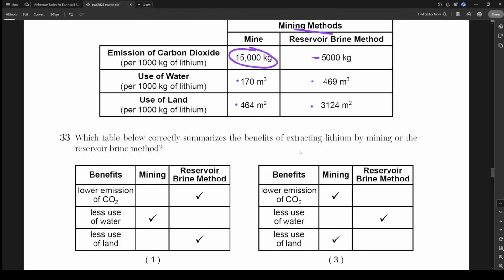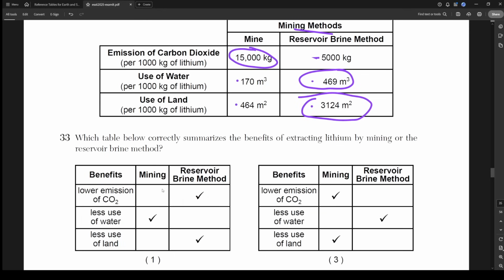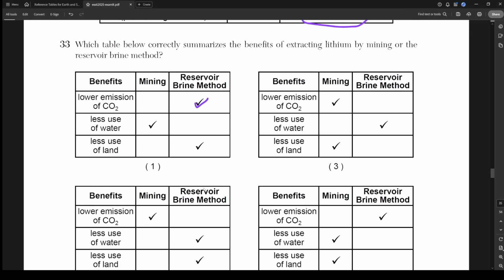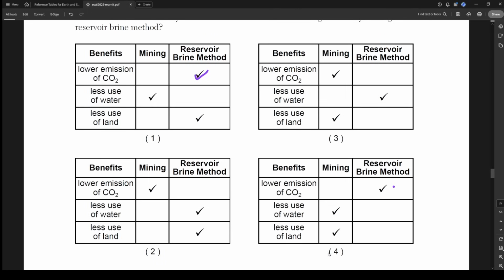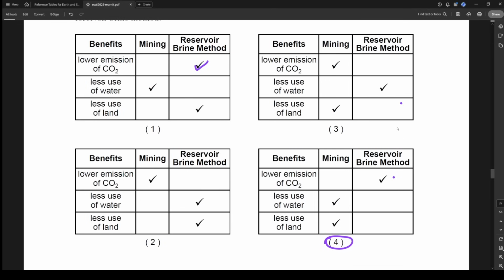Which table correctly summarizes the benefits of extracting by mining or the reservoir brine method? So you could see this uses way more water and more land. Okay, so it's better for carbon dioxide, but it's worse for water and land. So we want this one. Mining has less use of water and land, but higher emissions. So 33 is going to be number 4. So again, this question is really easy. I mean, there's a little reading involved, so let's just call it a 4.